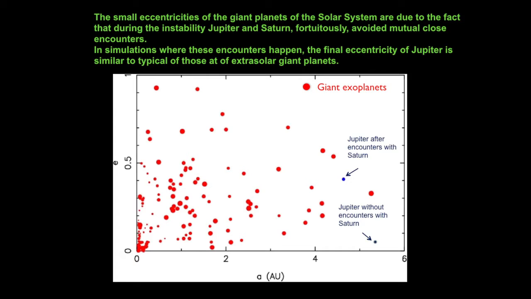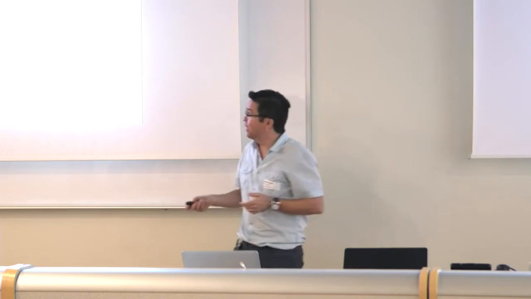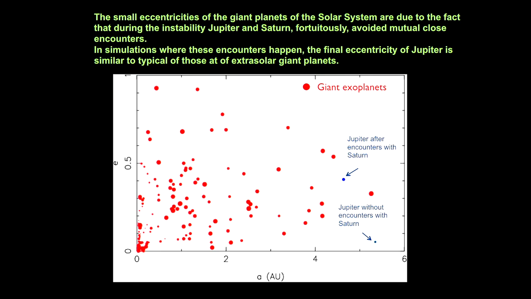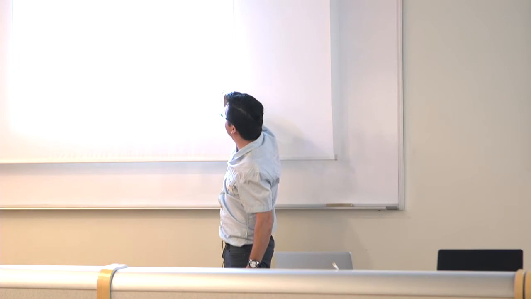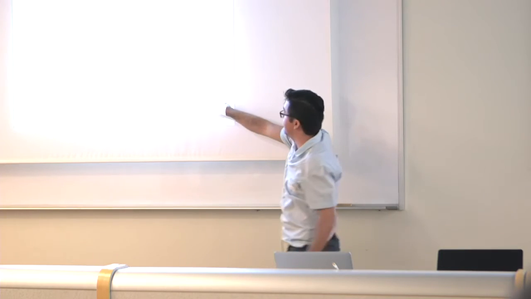So why did the solar system not get so eccentric? The reason is that Jupiter and Saturn did not have close encounters. The gas giants that I showed before had close encounters during their evolution. If you have Jupiter and Saturn having close encounters, that's the typical eccentricity of Jupiter. If you don't have, that's the typical one. And this is the plot showing the eccentricity of the gas giants in extrasolar systems. So maybe by avoiding close encounters, Jupiter became an atypical gas giant and started looking like this.